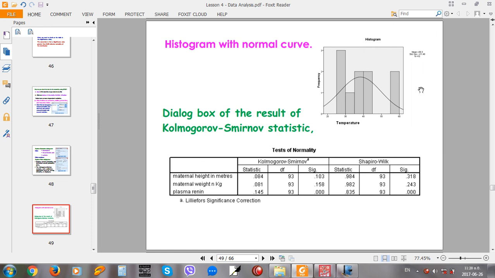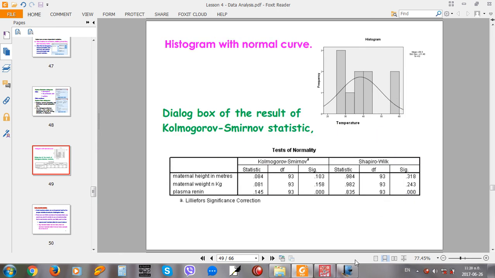Here n is 10, so you can't use the Kolmogorov-Smirnov test. But why? Because only if n is greater than 50 can you use a Kolmogorov-Smirnov test. Now we have to take the Shapiro-Wilk test. Then we check that, it is 0.318. So it is greater than 0.05. It means that it is normal. So if you look at the histogram, you can say that it is normally distributed.